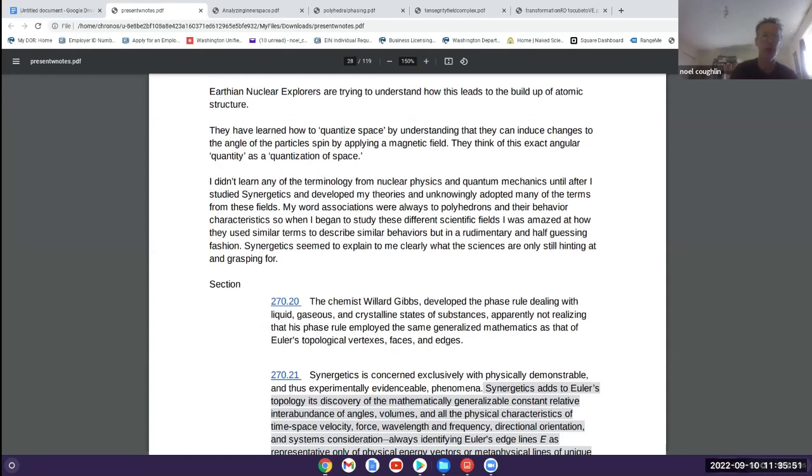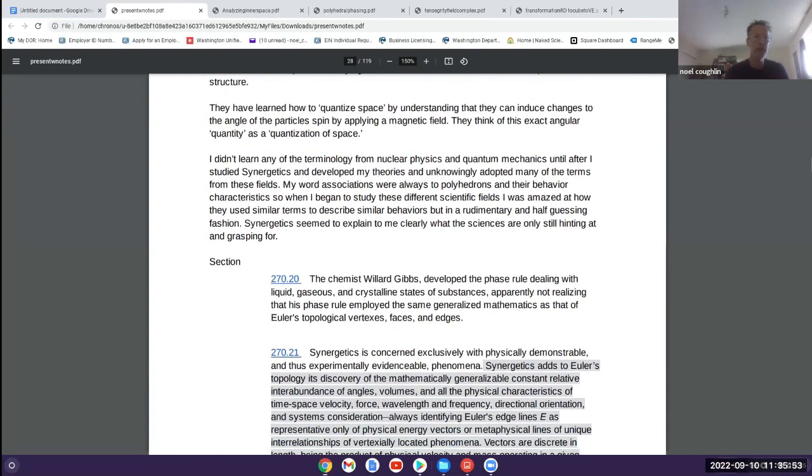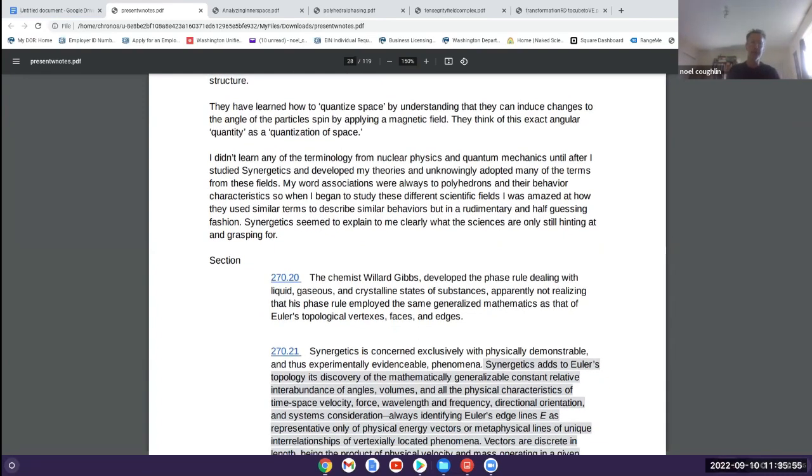We're trying to understand how all this builds up to structure. We think we learned how to quantize space by understanding that we can induce changes to the angle of the particle spin by applying a magnetic field. And we think of this exact angular quantity as a quantization of space.